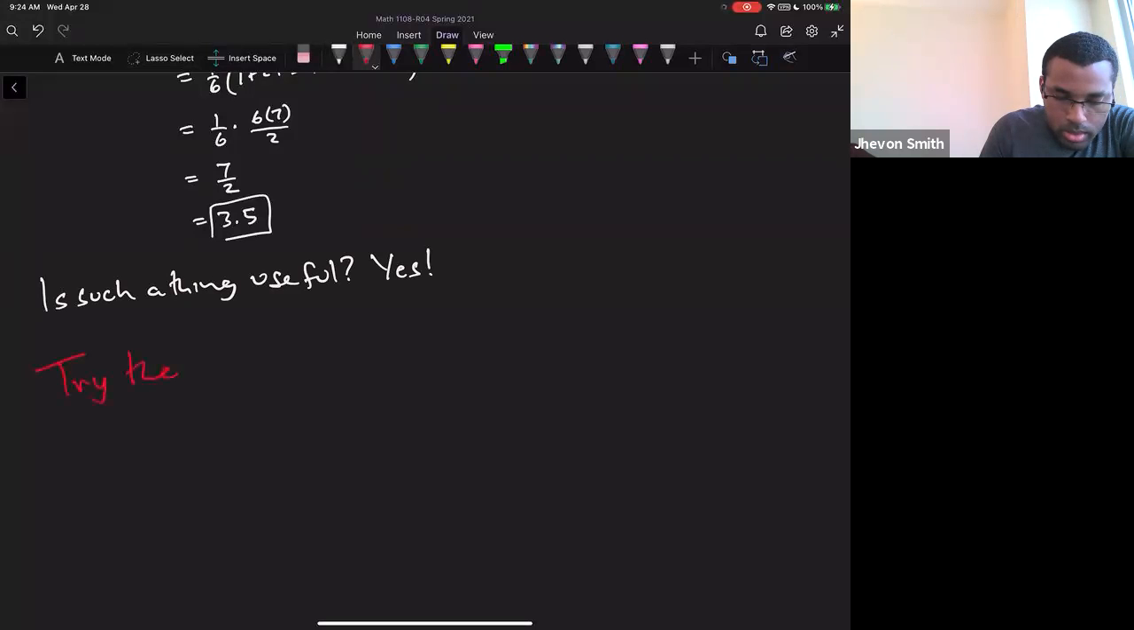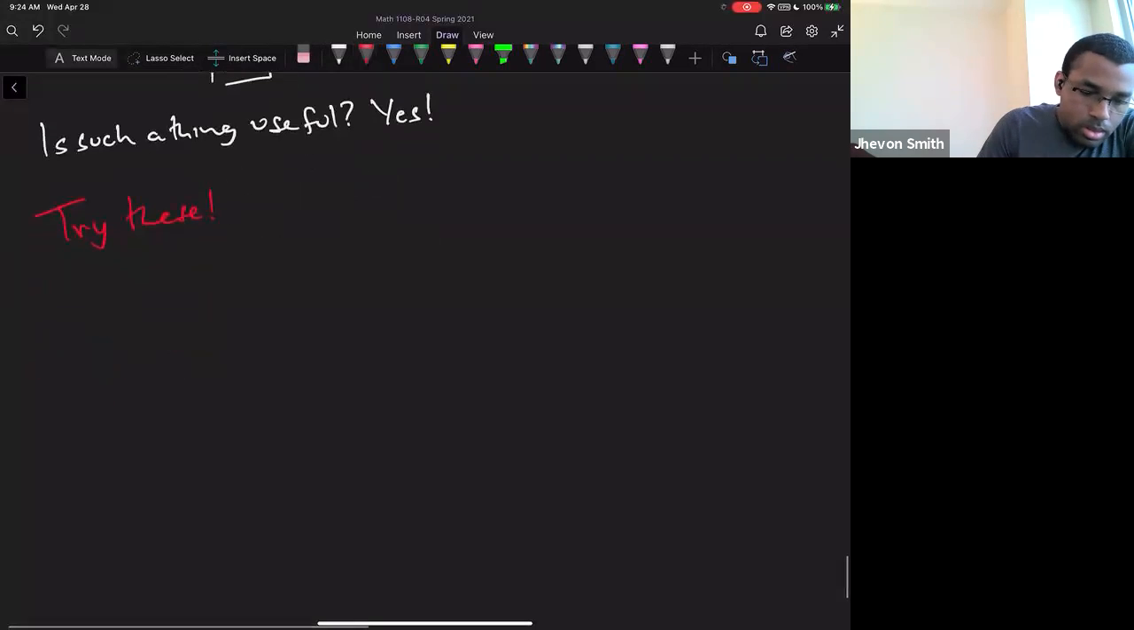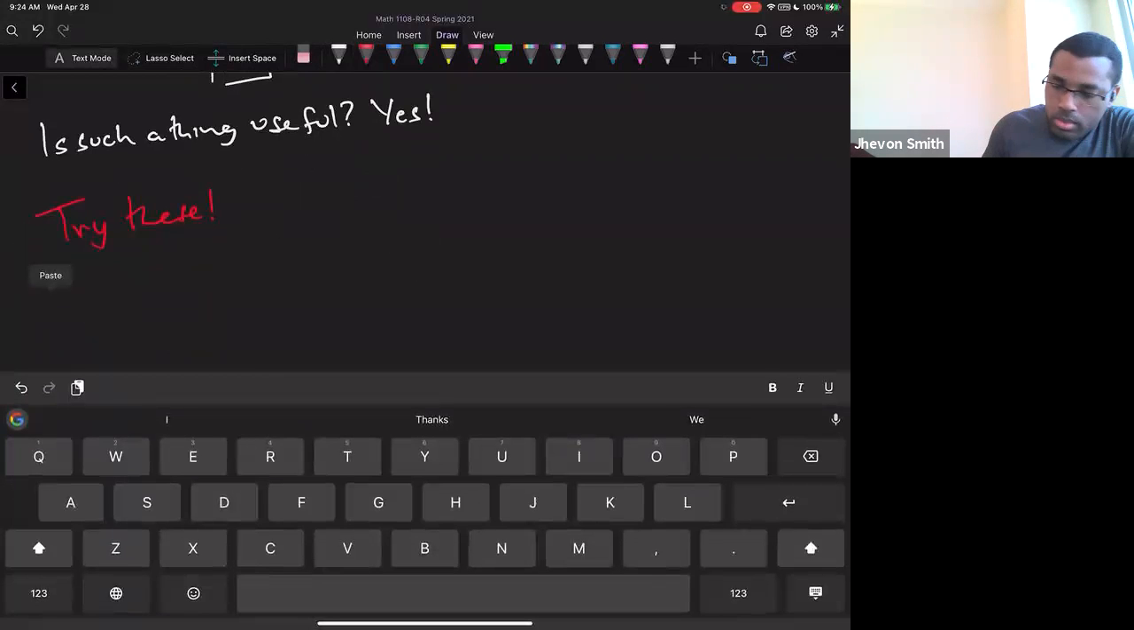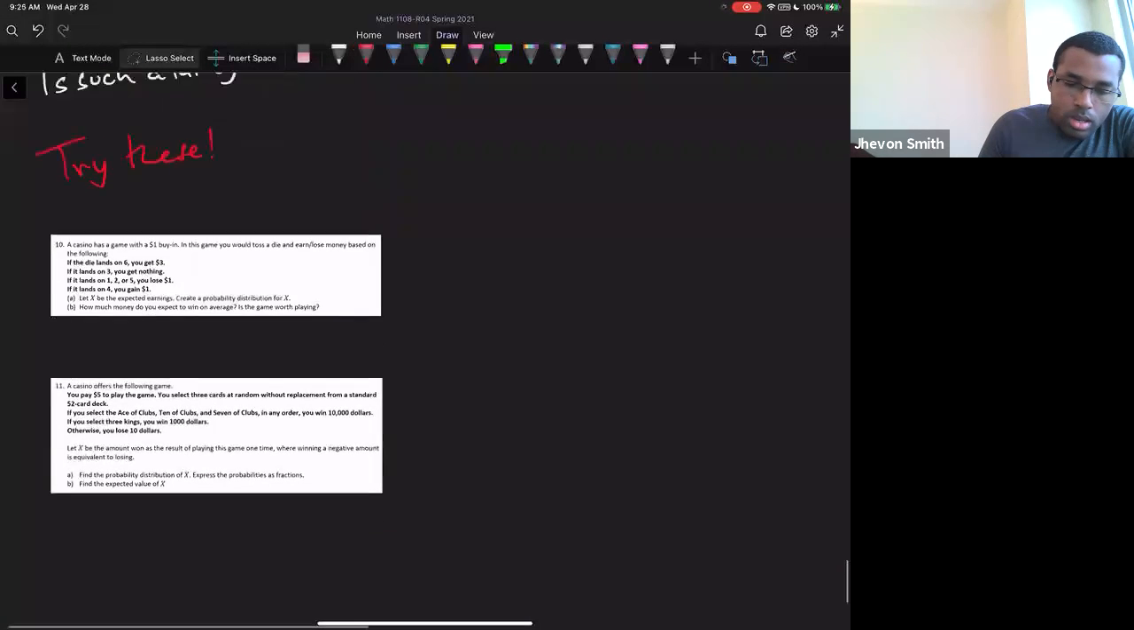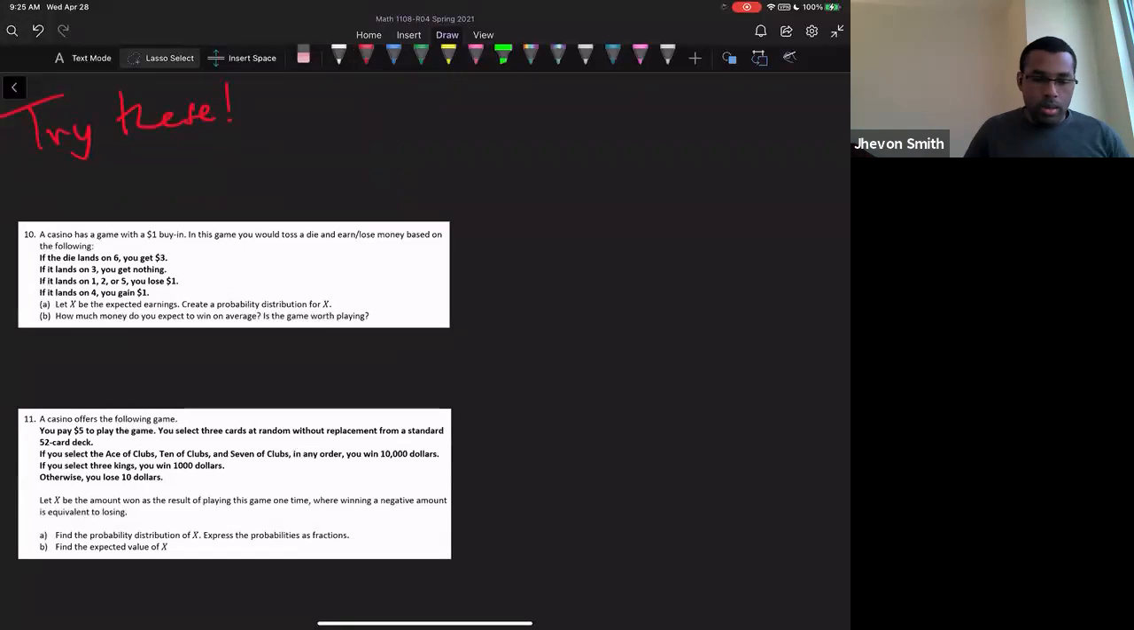Try these. So you go into a casino and you have a game. Expected value can tell you how much you should expect to win or lose from that game. Now, of course, if you walk into a casino, the expected value is always negative. The house always wins eventually. But you can try these. Expected value really tells you, where do I expect to end up if I were to do this thing over and over and over again?